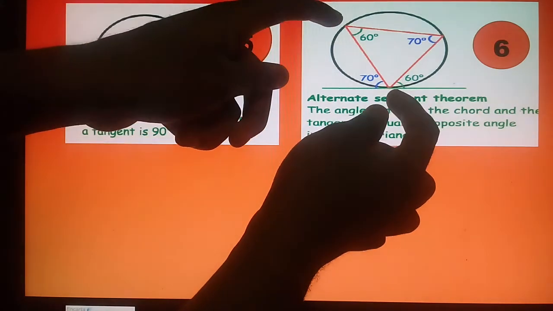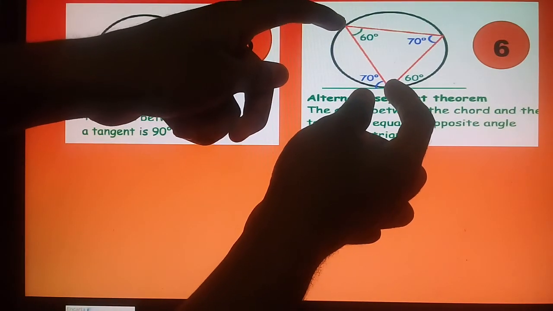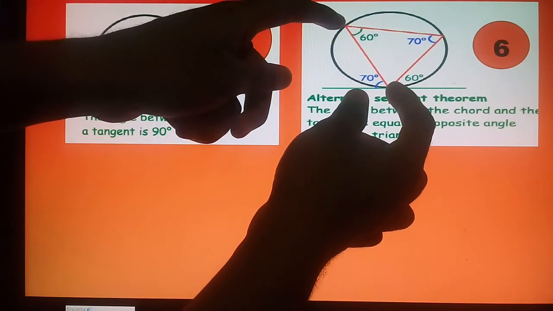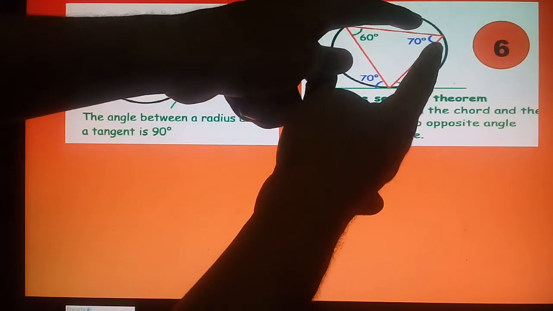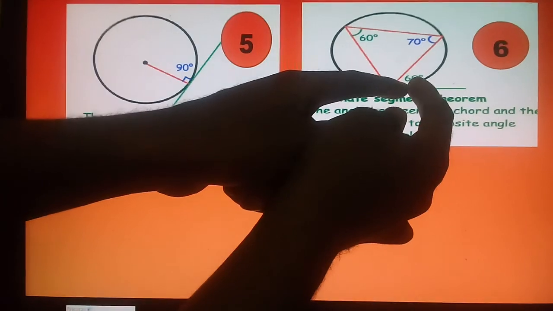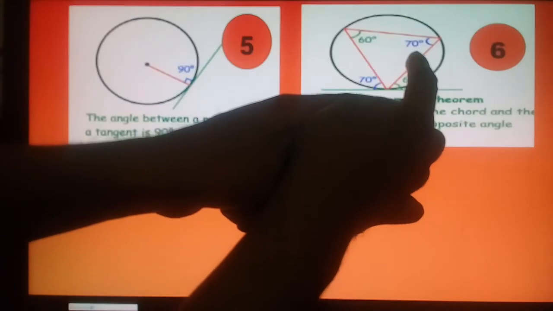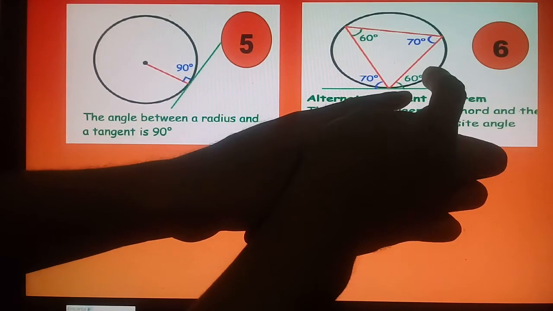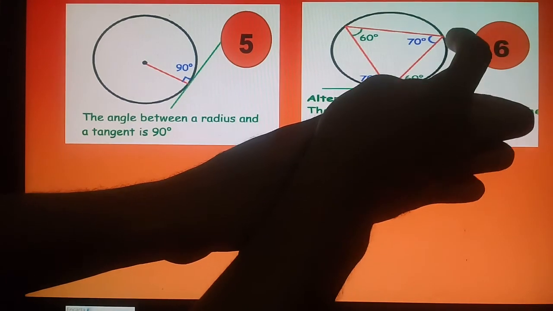I have my 70 between this chord, the red one. Now let me move from this chord up to the alternating segment. This thing is equal to what? 70. And I have this angle, 60, between this tangent, this chord and this tangent.